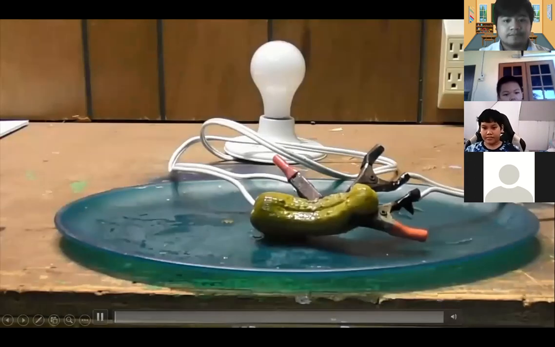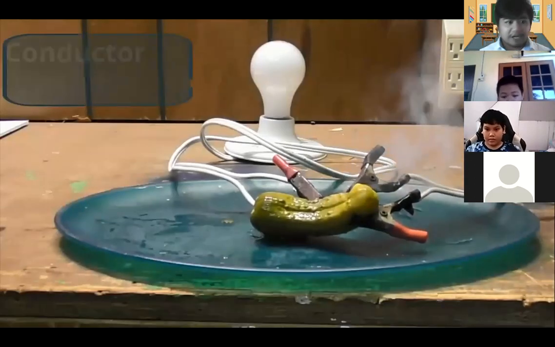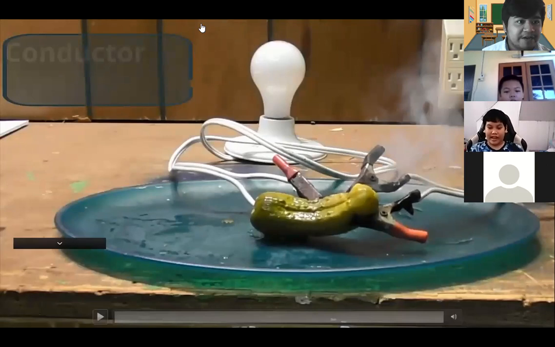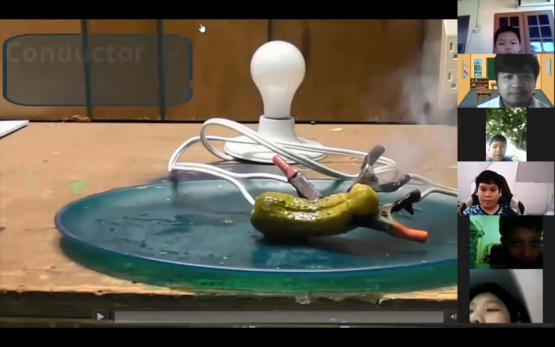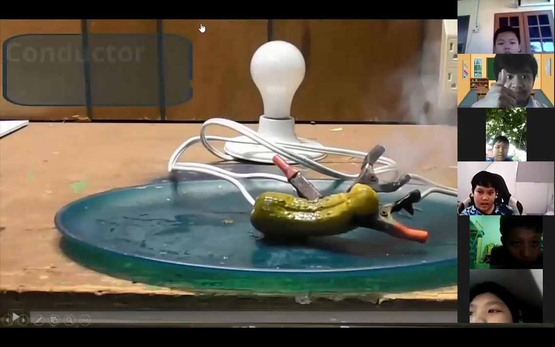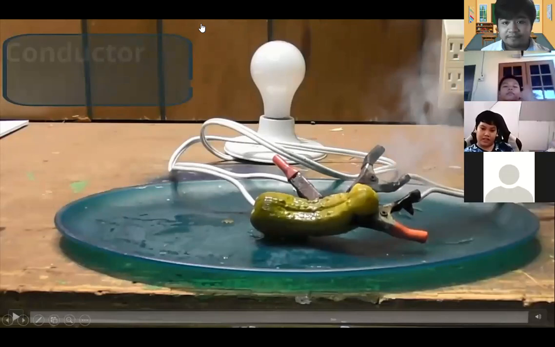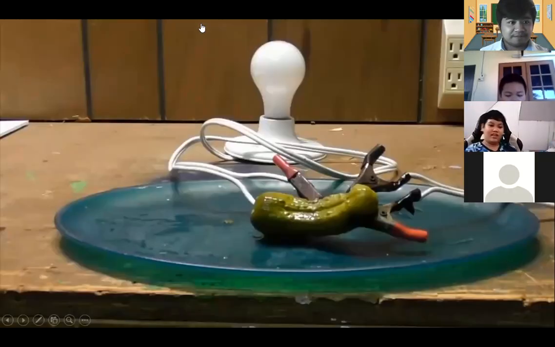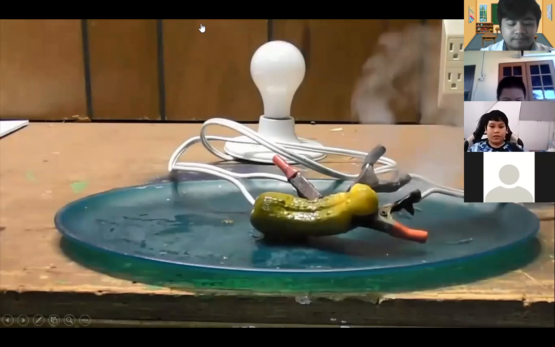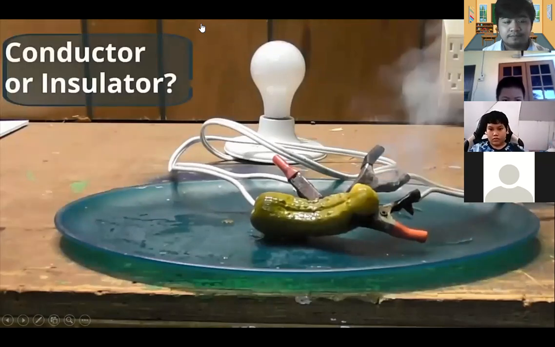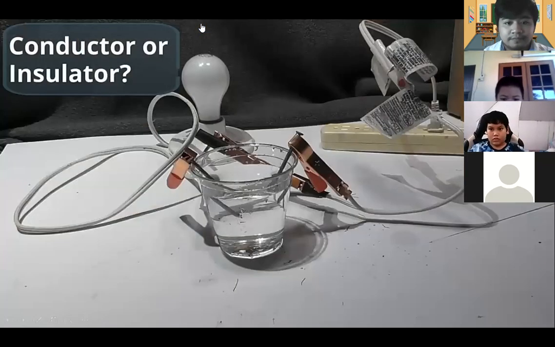Do you think this dill pickle is a conductor? Listen properly, okay? Watch closely. Ready? Okay. I hope you are. Do you think this dill pickle is a conductor or an insulator? How about this cup of water?